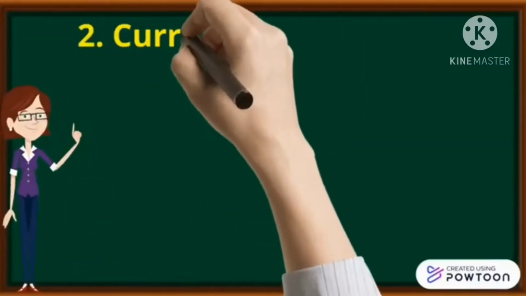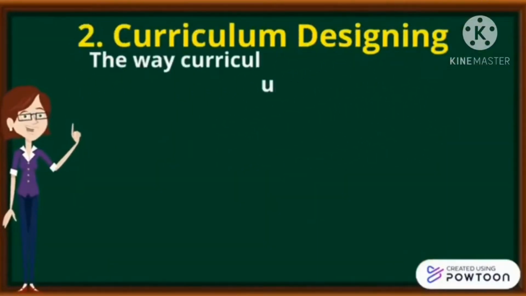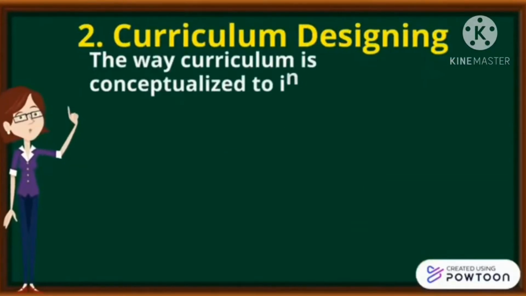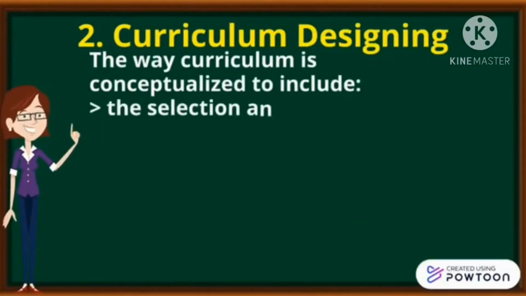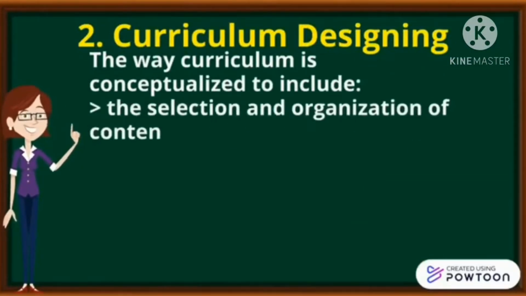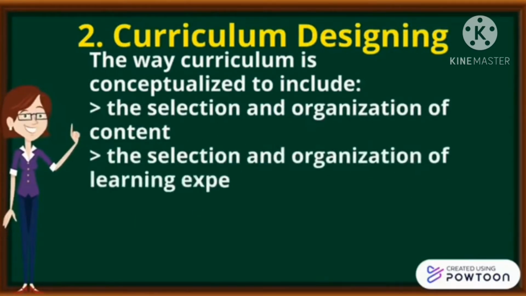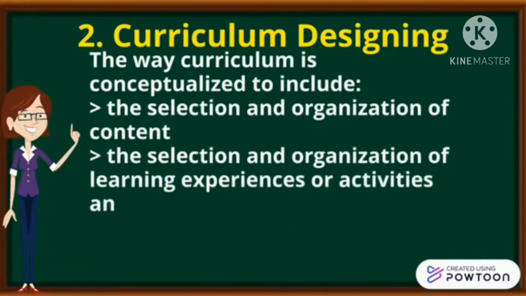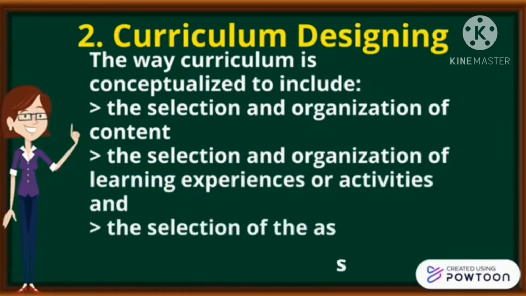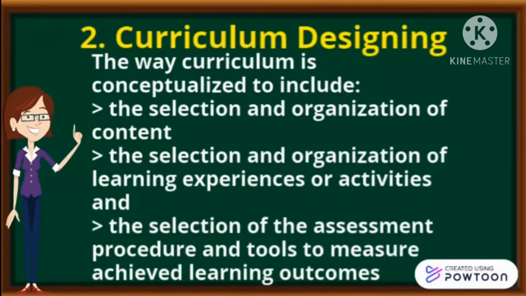Second phase of the curriculum development process, curriculum designing. So curriculum designing is the way curriculum is conceptualized to include the selection and organization of content, the selection and organization of learning experiences or activities, and the selection of the assessment procedure and tools to measure achieved learning outcomes. A curriculum design will also include the resources to be utilized and the statement of the intended learning outcomes.